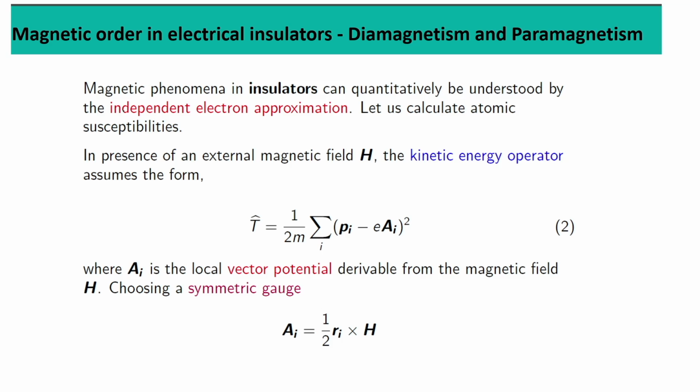Okay. So, to start doing that, let us calculate the atomic susceptibilities. And how do we do that? Let us start with the kinetic energy operator, which takes a form in the presence of a magnetic field, where the momentum p is replaced by p plus eA, where e is the electronic charge and A is the vector potential, and this vector potential is defined by the magnetic field B equals curl A.